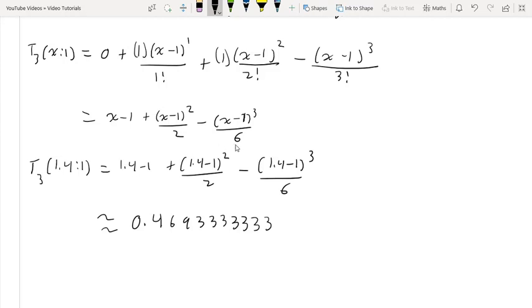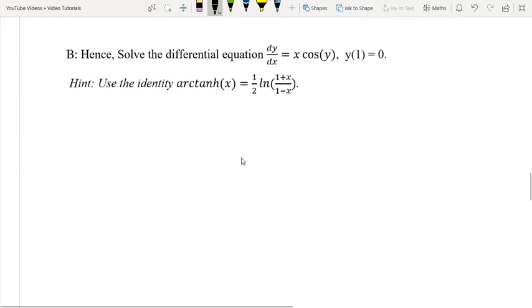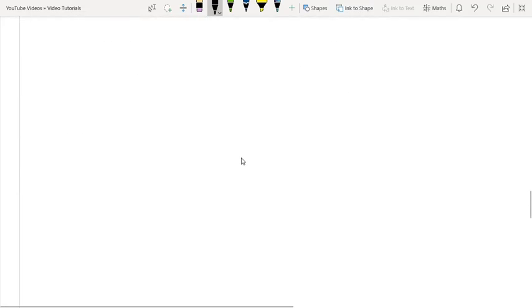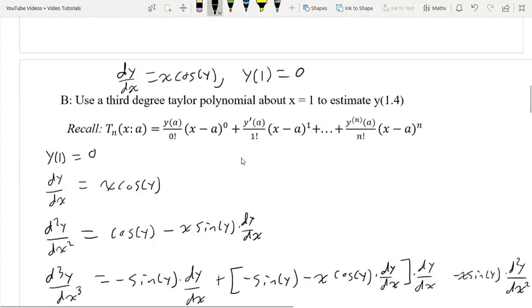And in the next video, I'm going to be going over the analytical solution, and then once we find the actual solution, we will compare which of our approximations here was more accurate.